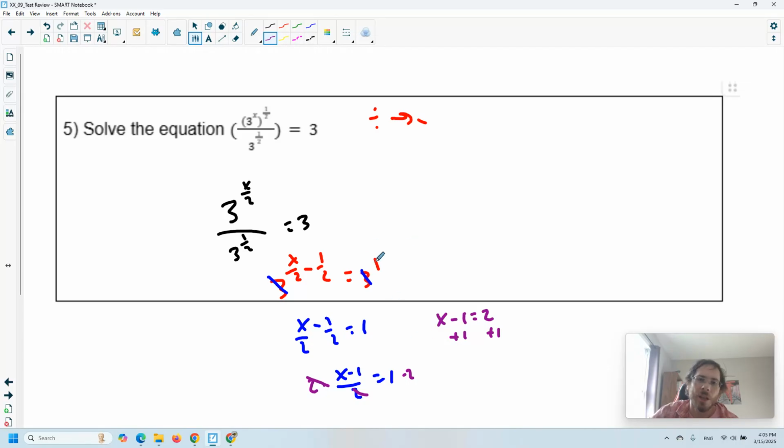Kind of fun. Kind of interesting that we got another 3, but that's just a coincidence. We're not always going to get whatever number is here, but this time we did. So we had x equals 3.